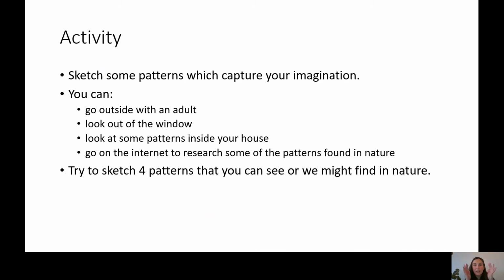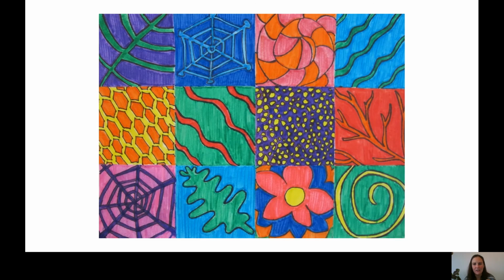Or you might be able to think of some patterns that you have previously seen in nature, or you could even go on the internet and research some of the patterns found in nature and then do a sketch of them. I would really love it if you could sketch 4 patterns that you can see or that we might find in nature. You could divide a piece of paper into 4 parts and see if you can find 4 different patterns in nature. If you can find more, amazing. Here are a few to give you some ideas of what I am after.